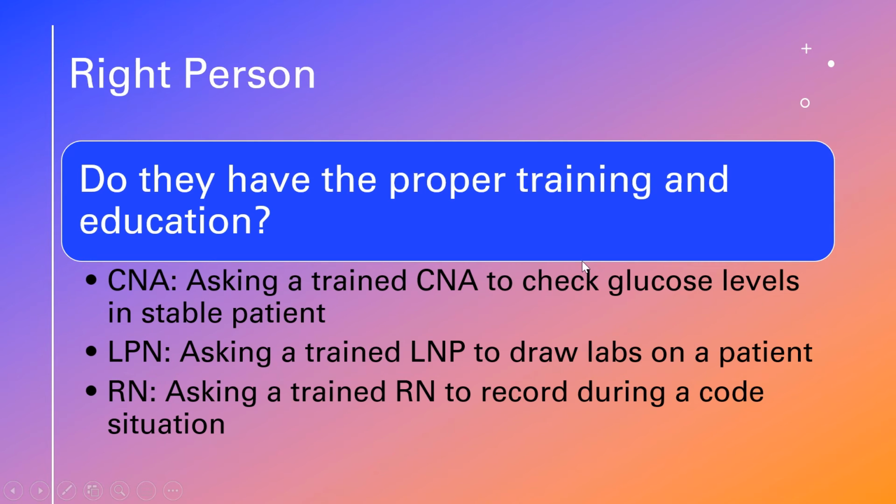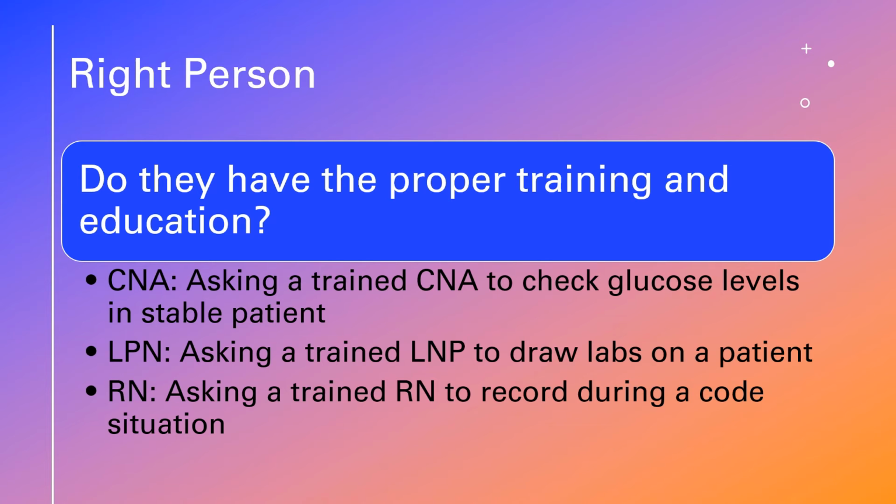The right person. Each state is different as far as what each level is able to do, but it's also important that you know whether they're properly trained and educated on how to do it. So for example, you could ask a trained CNA to check glucose levels on a stable patient. You wouldn't want to ask someone who's not comfortable or has never done it before without teaching them how to do it. For an LPN, you could ask a trained LPN to draw labs on a patient. Again, you'd want to make sure that they are properly trained.